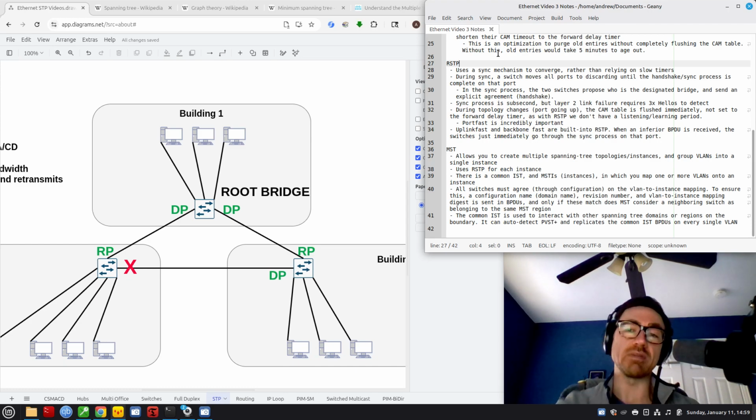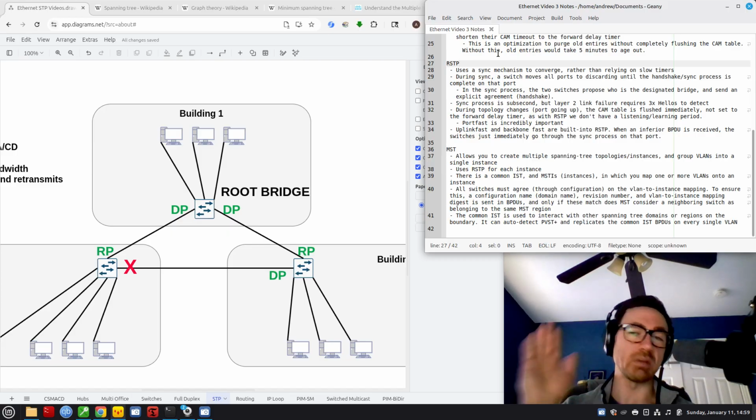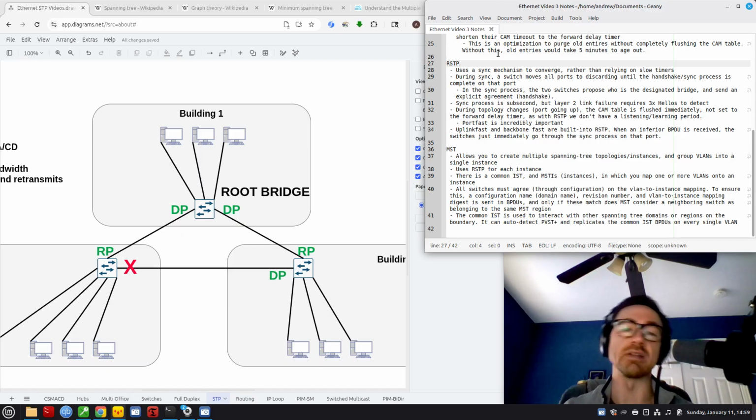So this is a little bit of a problem. This can cause some mass unknown unicast flooding, because anytime a port goes up, all the switches immediately flush the CAM tables. All MAC entries are gone, and they have to completely start fresh, and that requires unknown unicast flooding. The other consideration with this is that port fast is incredibly important with rapid spanning tree.